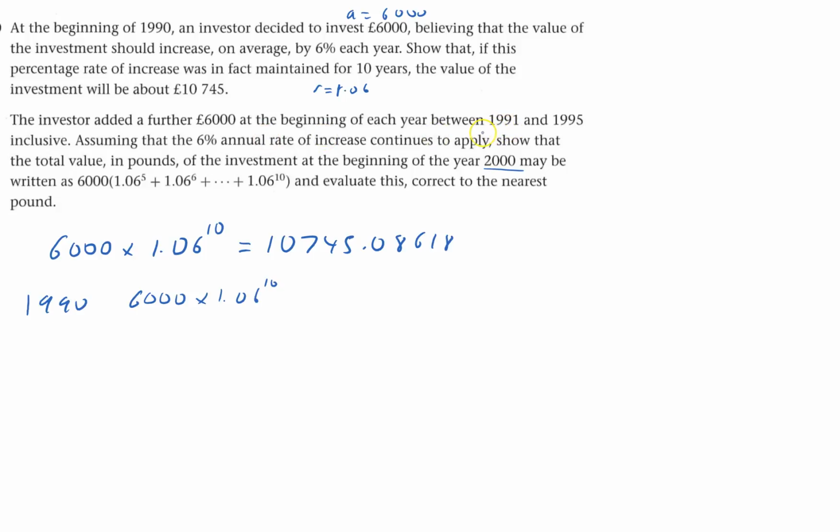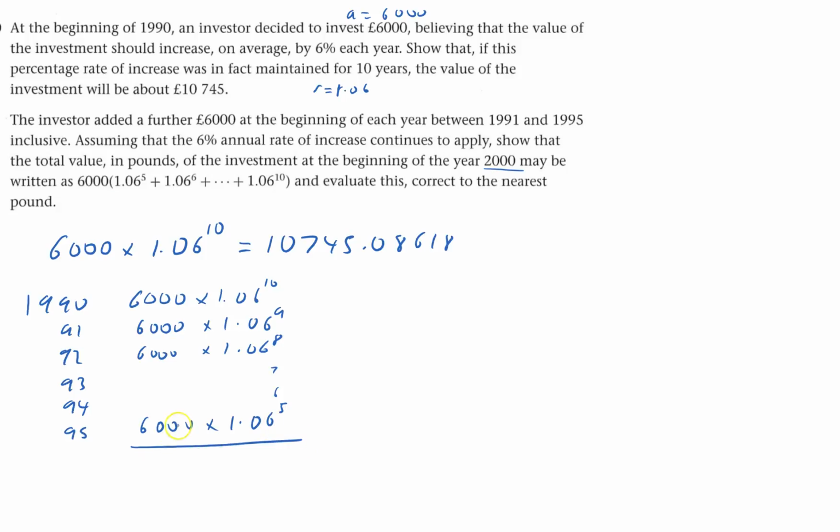In 1991, they did another 6,000, but this one will only have 1.06 to the power of 9, as there'll only be 9 years left for that one to take its interest. And the one from 92 will be 6,000 times 1.06 to the power of 8. Then we've got 93, 94, and 95, so that'll be 7, 6, and this final one will be 6,000 times 1.06 to the power of 5. And then that will obviously translate to that.